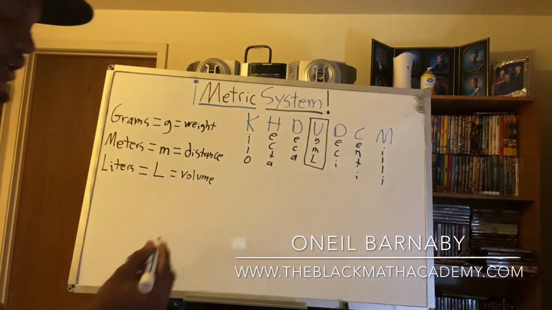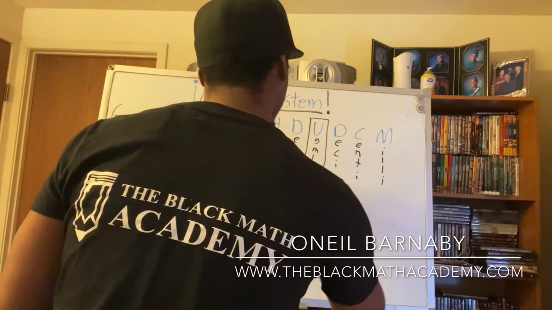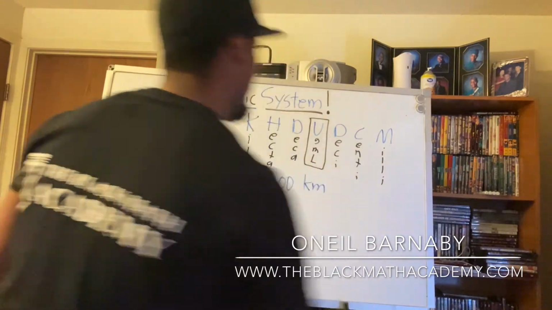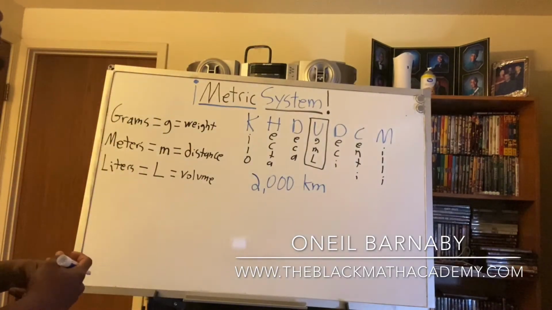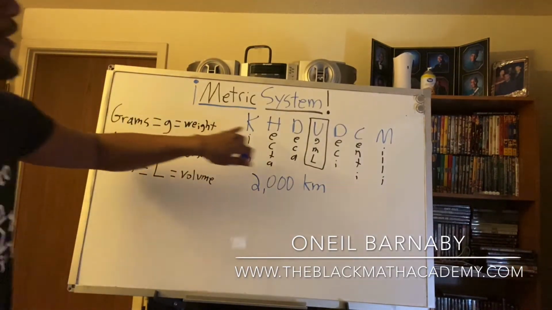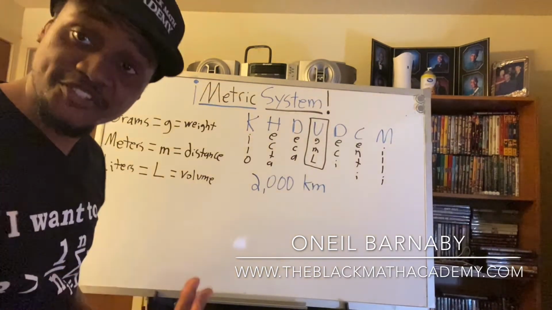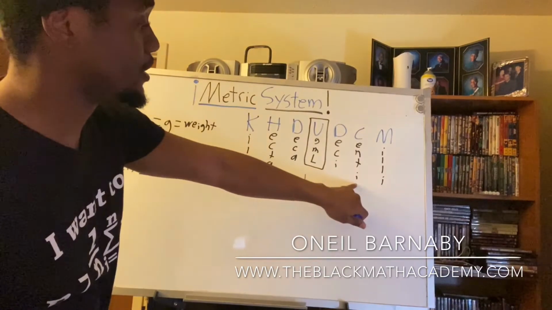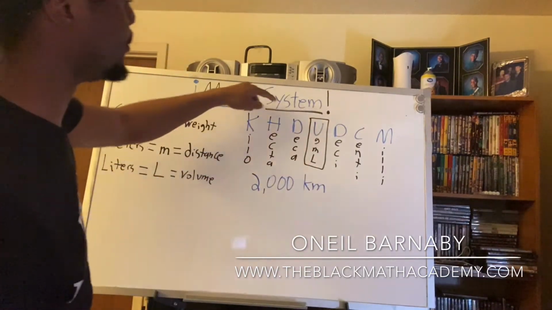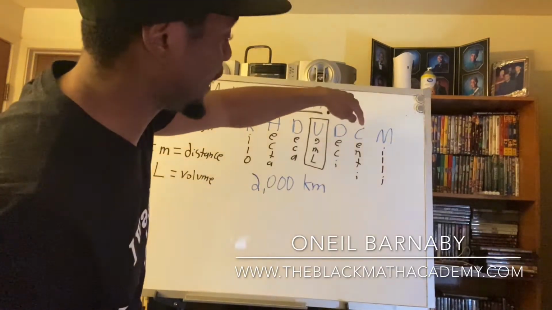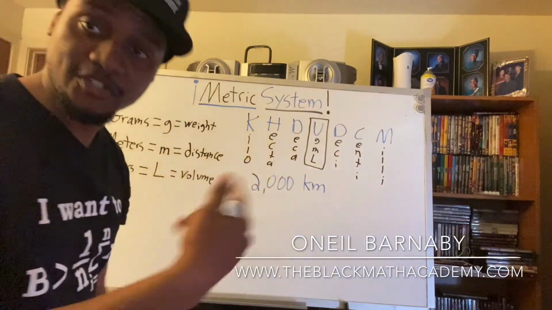All right, let's say you had 2,000 kilometers, and you want to convert that into centimeters. So what you would do is locate kilometers in the acronym. So kilo is here. And you want to convert that into centimeters. So centimeters is over here. So we're going to travel along the acronym until we get there. So 1, 2, 3, 4, 5. So we have to travel 5 times from kilo to centi until we get there.